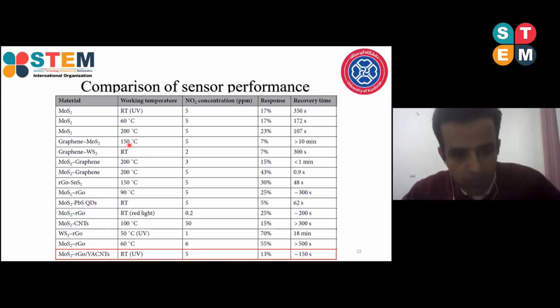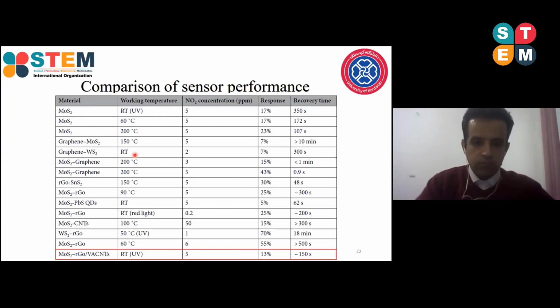We also compare our result with other reports with different 2D structures. As you see, most of them work at higher operating temperature, or even those that work at room temperature suggest lower sensitivity. But in our case, we use room temperature as the operating temperature, and we have higher sensitivity and better recovery time for our sensor.